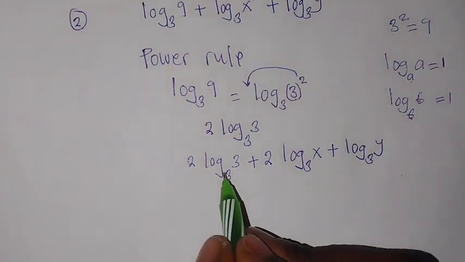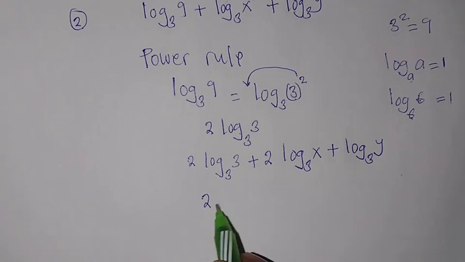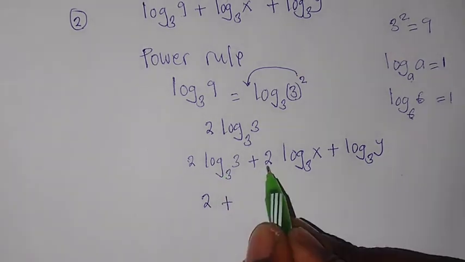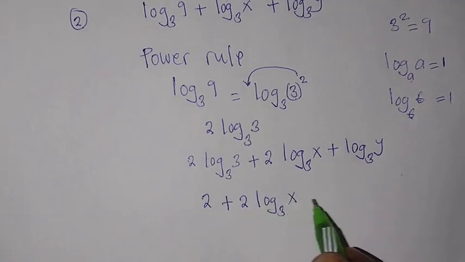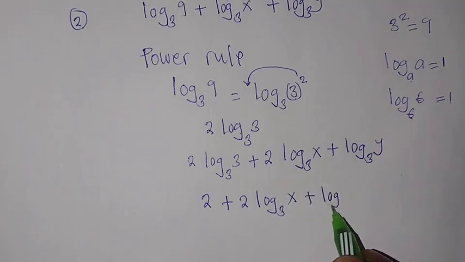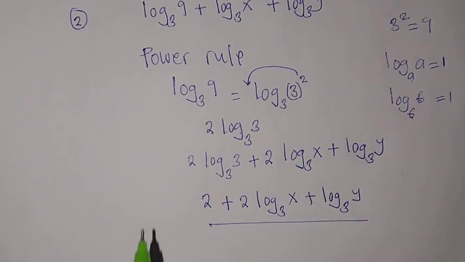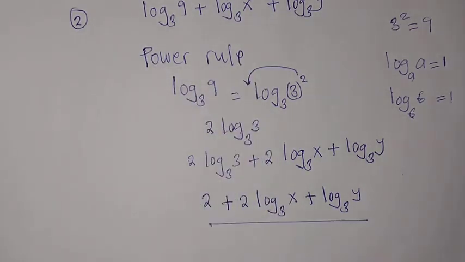So from here, remember what I've said, this one to be a 1, so it's just 2, this one will be a 1, so it's just 2 plus this 2 log 3 then x plus log 3y. So this is the expanded one. So if you have observed right here on number 2, I've explained on the power rule as well.